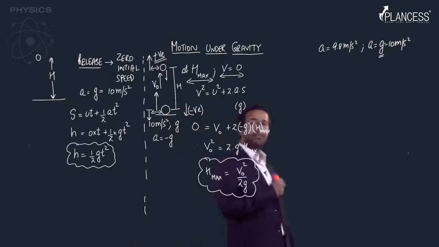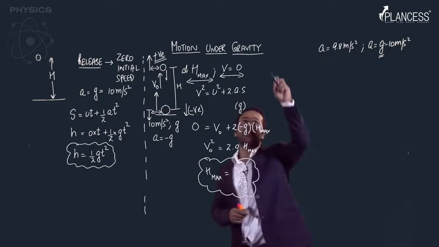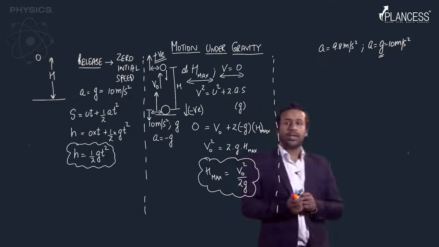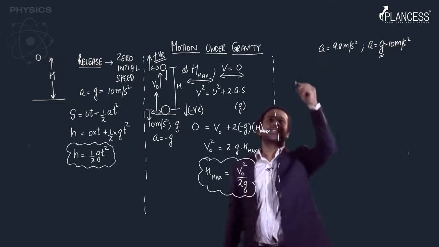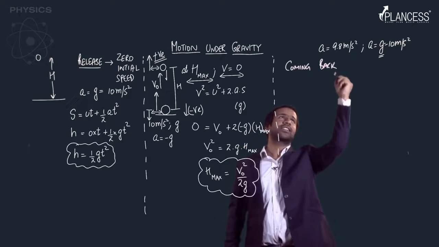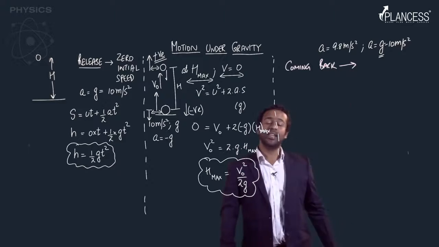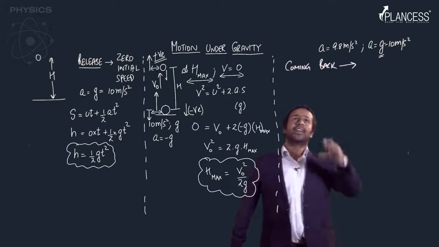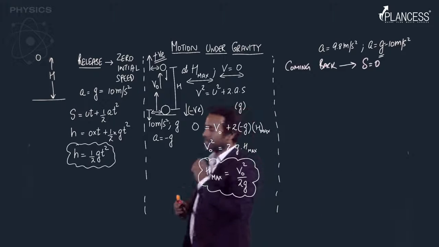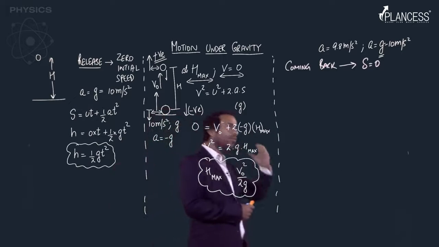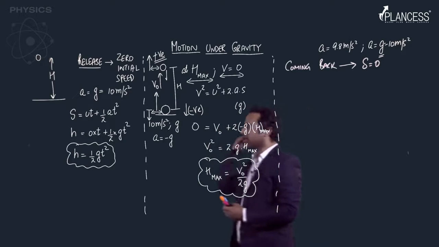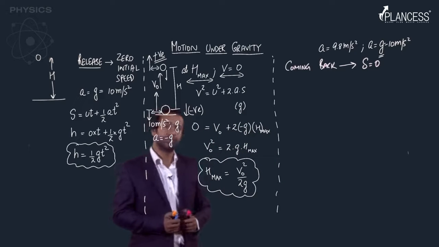So this gives you the maximum height which will be attained by this particle before it starts to come back. Now, there's the second term which is coming back. Whenever you see this term that something has come back, you should immediately interpret that coming back implies that displacement is 0, right? Because if you start from a position, you move for a certain time and then come back to the initial position, you know that your net displacement is going to be 0.